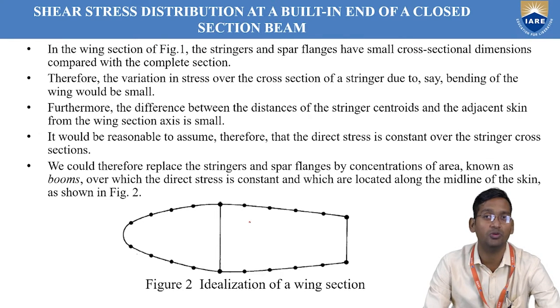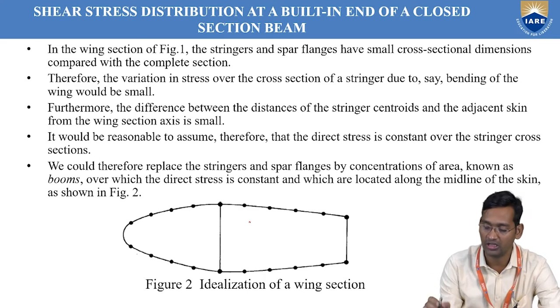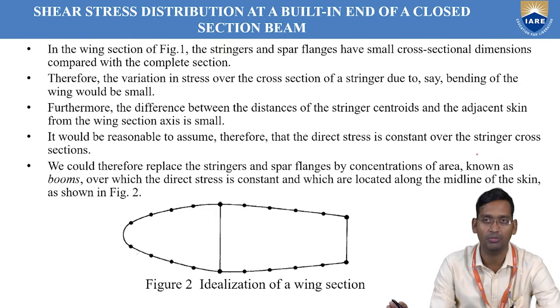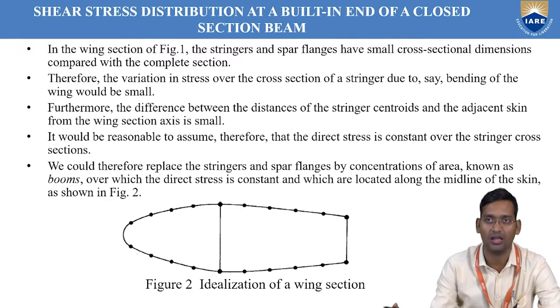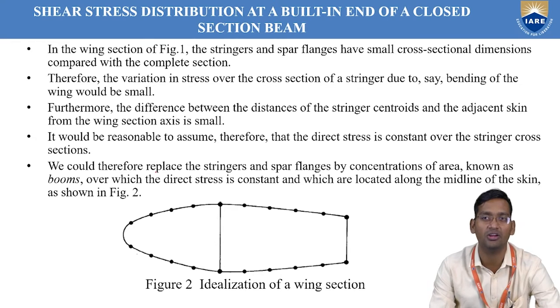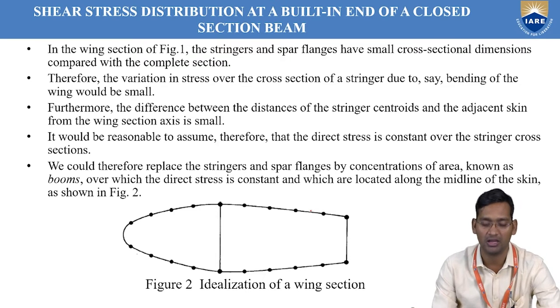It would be reasonable to assume, therefore, that the direct stress is constant over the stringer cross-section. So, since these are small, we are assuming that the stress is constant. We would therefore replace the stringer. The stress is constant, and the midpoint of the skin is also constant, right? So instead, we are just replacing it with a center of the spar and stringer.